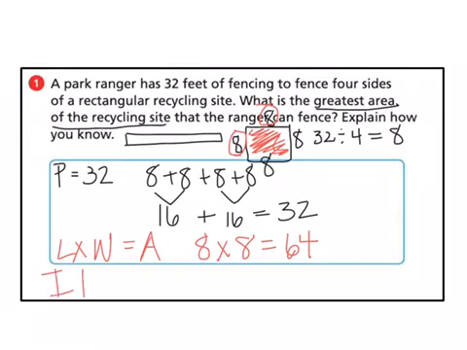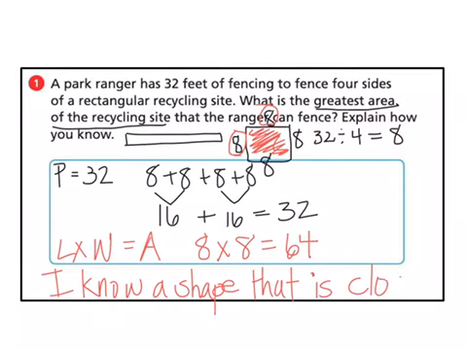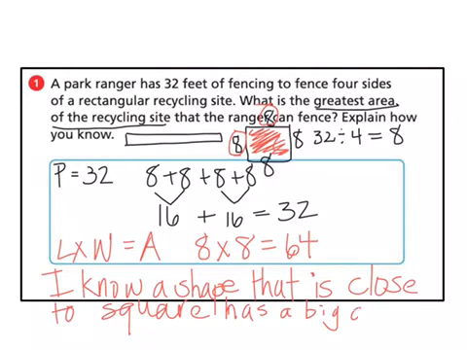I know a shape that is close to a square, or is a square, has a big or greatest area. Okay, so that's how we know.